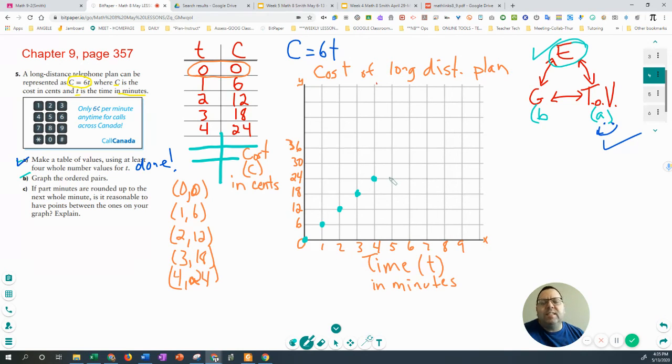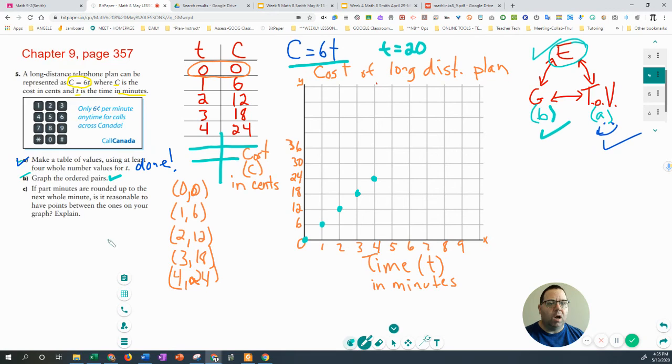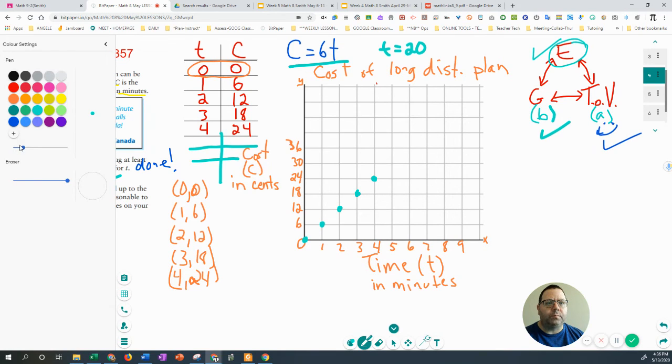It's pretty obvious. This is a very simple relationship between cost versus time, right? If the relationship is 6t, then you could just say, well, look, how much does this cost me after, let's say, when t is equal to 20 minutes? Well, at 20 minutes, you multiply by 6, right? Your cost would be 120 cents or $1.20, right? That's what the whole point is. All right, so did we get this done? Yeah, we graphed the ordered pairs, okay? All right, now let's go to the last part.